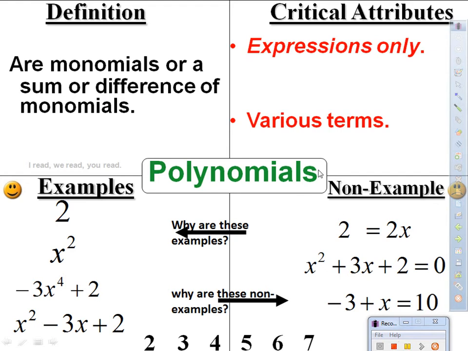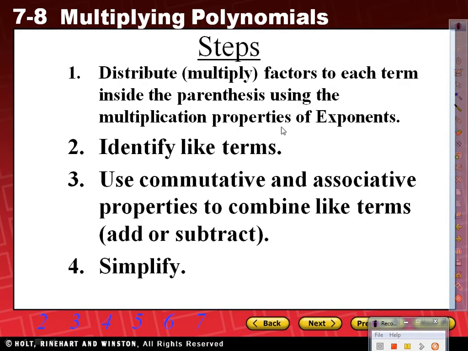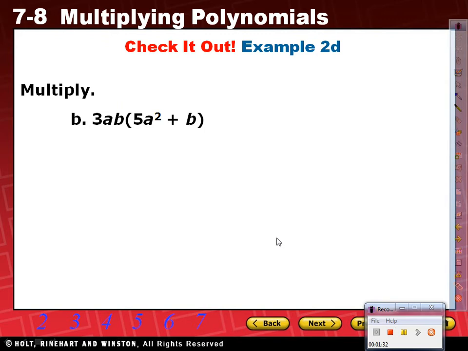We're not looking at equations, we're looking at expressions. I gave you guys steps. The most imperative step is distributing to each of the terms inside the parentheses. Remember that? From there, we identify like terms, combine like terms, and simplify. With that said, copy this one, please.